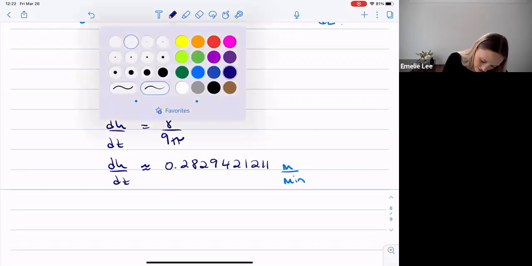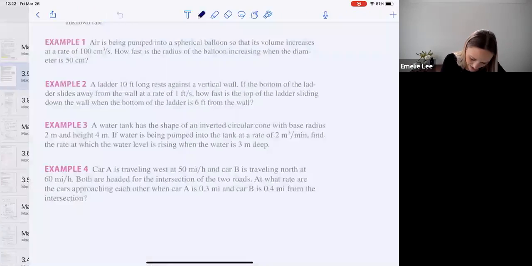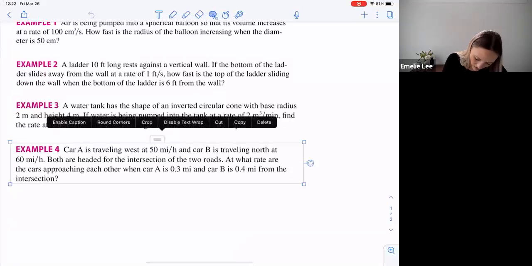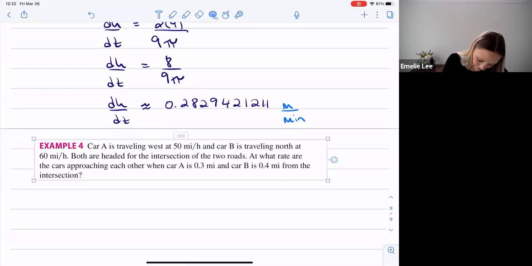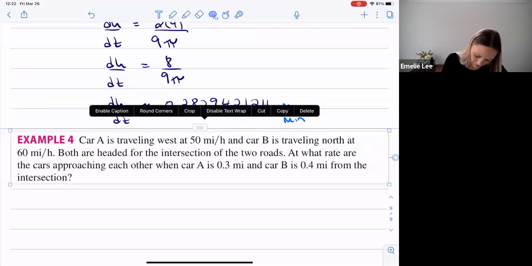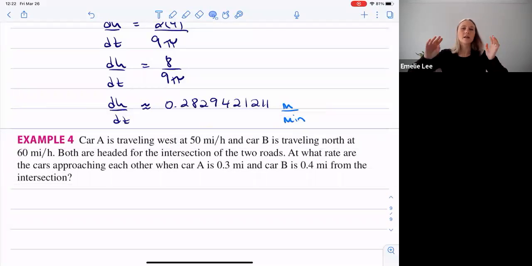All right. Let's do this last one. This one, here we've got cars. It can be 2 people walking towards each other. It can be 2 boats going towards each other. These are all different situations that I've seen, but the question stays the same, right? How you set up the question stays the same.